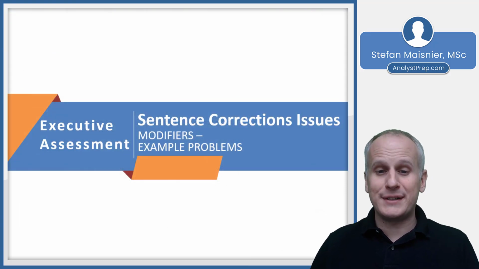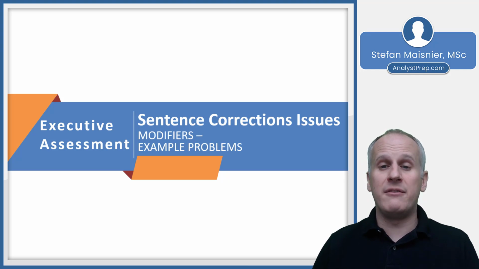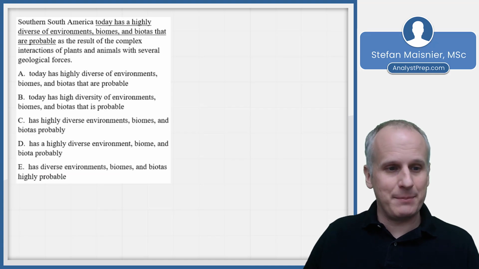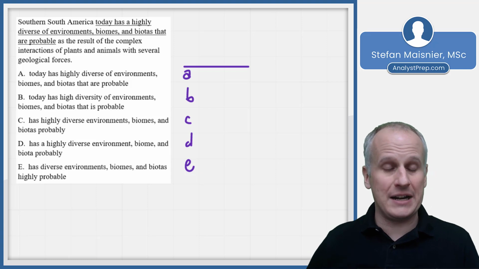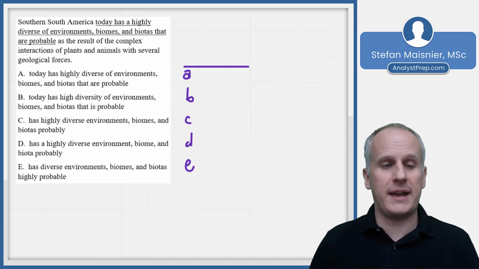So, we've talked about how modifiers are going to be tested on the Executive Assessment in sentence corrections. Let's move on over to the whiteboard and take a look at a couple of examples to see how you'll execute in evaluating this specific type of issue for sentence corrections on the EA. Here we have a sample sentence correction, and let's set up the scratch pad as we do for every problem. We've got A, B, C, D, E, and we put a little line over top for any error if we identify it. So, as always, read the sentence as it's presented first.